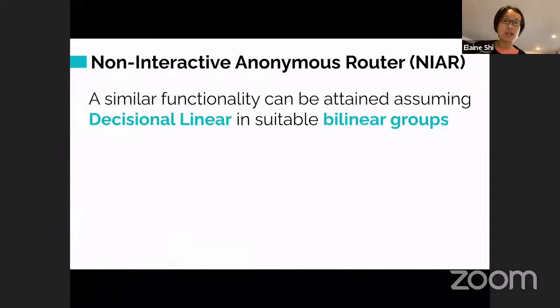So here's our result. You may think this is something that would require program obfuscation, but we show that somewhat surprisingly, we can get it just from standard bilinear group assumptions. Our scheme has a cute name. It's called non-interactive anonymous router, or NIR for short.